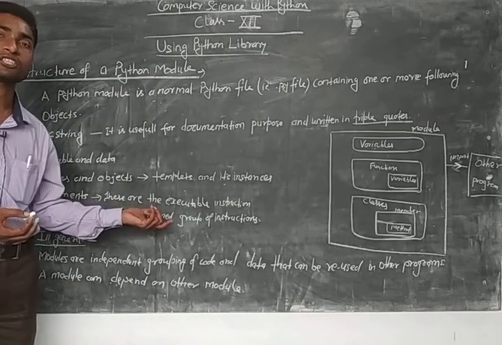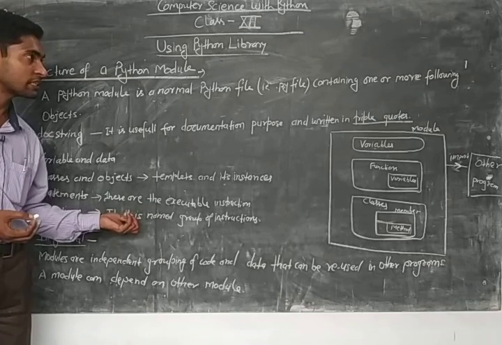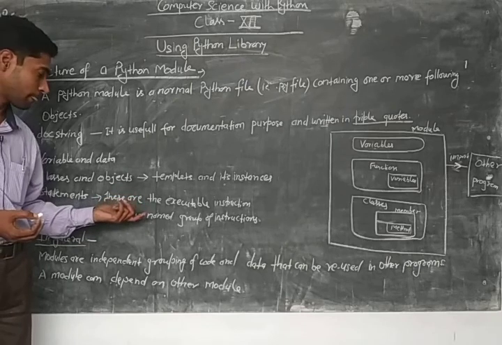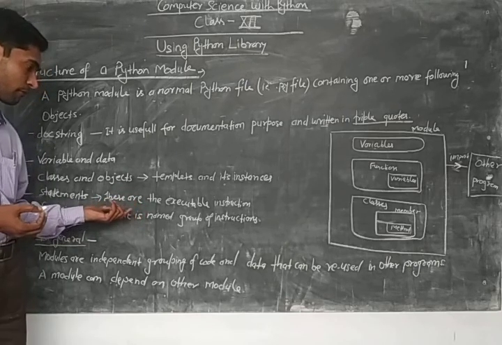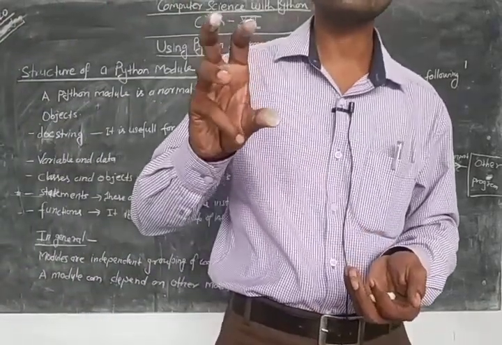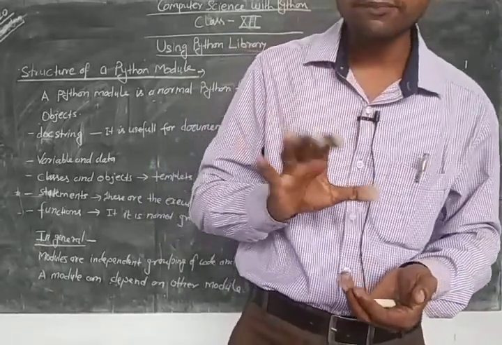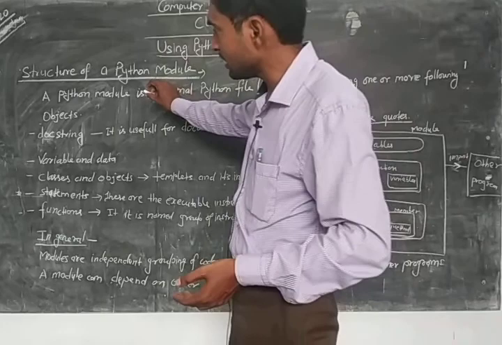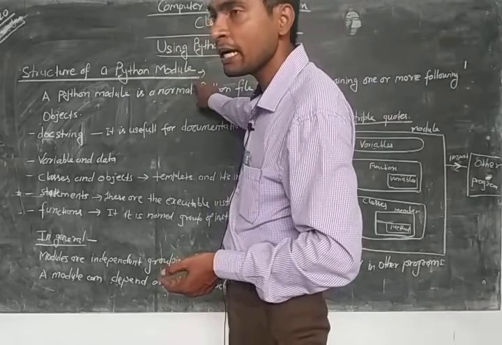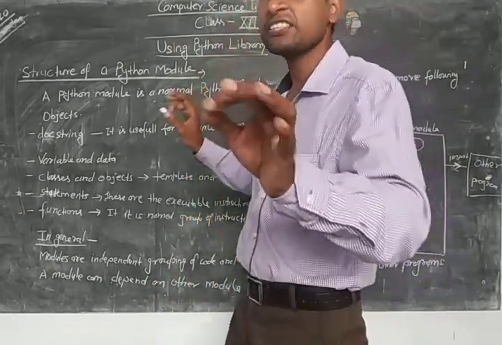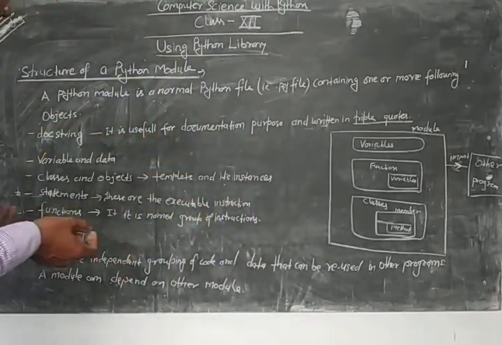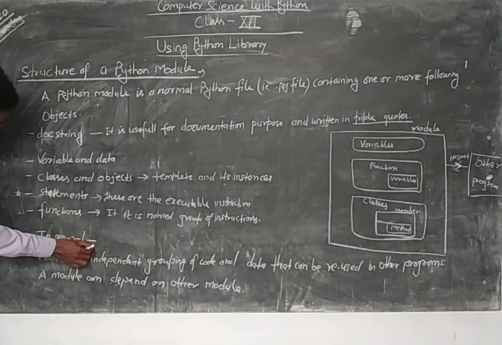Next, statements. What are statements? Statements are the executable lines, we can say, instructions. Functions, you know very well, because before this lesson we have studied functions. Still, functions are a named group of instructions, meaning a collection of instructions that has some common name. Thus these are the elements through which we make a module. Alright. In general, what is the feature of a module? I would like to tell you in this point.